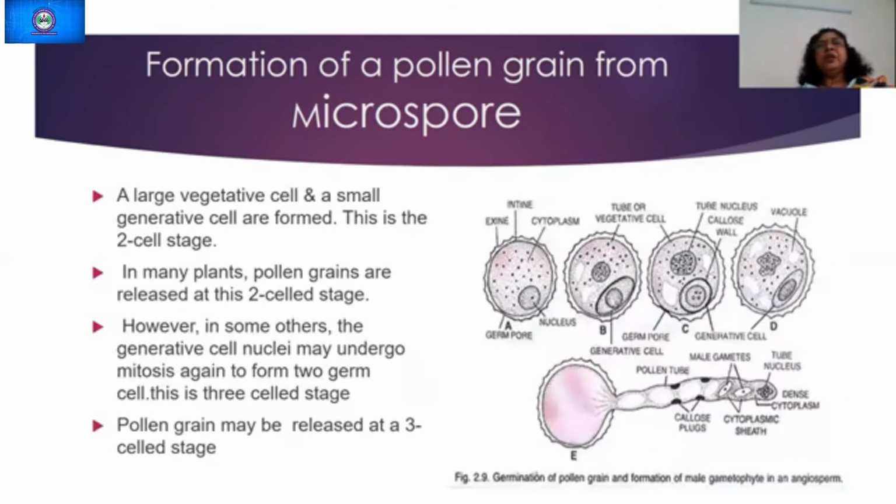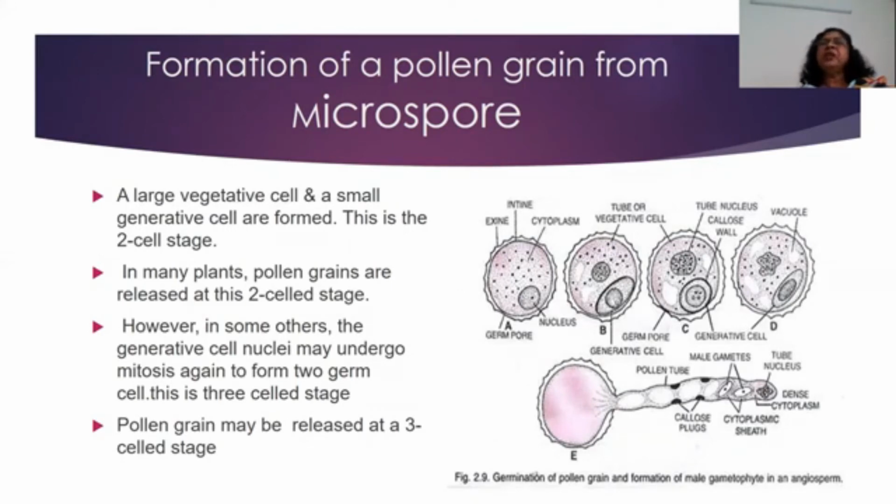Now you can again see over here, the nucleus is at one corner. This nucleus undergoes mitosis and forms 2 nuclei, and thus it forms 2 cells. The bigger cell is known as the vegetative cell, and in that vegetative cell, the smaller cell, that is the generative cell, floats. If the pollen grain is dehisced at this stage, it is known as a 2-cell stage.